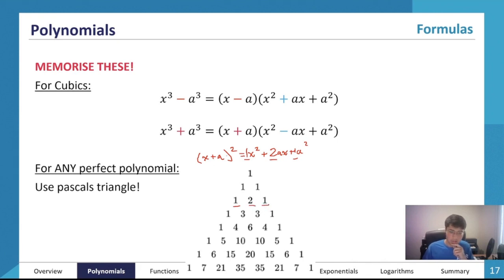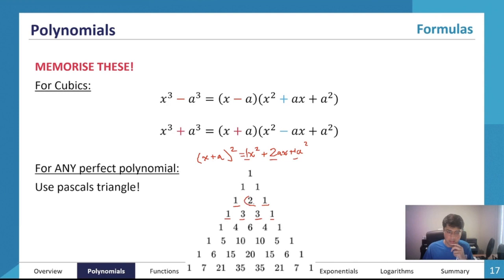For cubics, the expansion formula is x cubed plus 3ax squared plus 3a squared x plus a cubed. And the way I got those coefficients is looking at the fourth row. So whatever power you're raising a linear factor to, look at the row number on Pascal's triangle, but add 1 to it. You're looking at that row. And for those of you that don't know, Pascal's triangle is just formed by adding up the two numbers above it to get the current number.